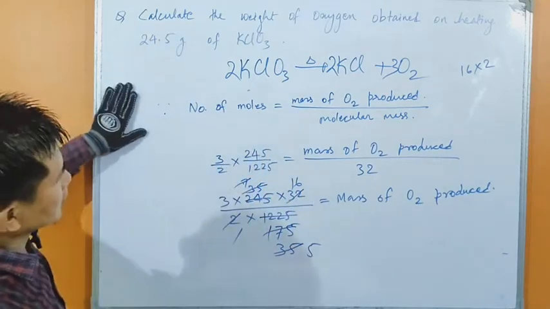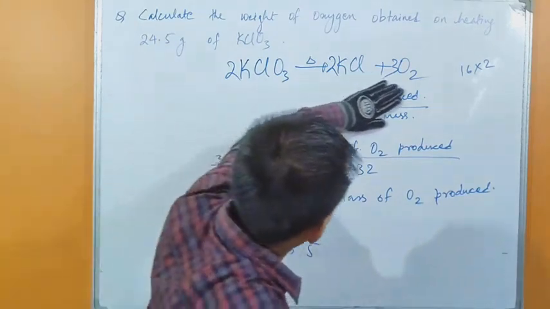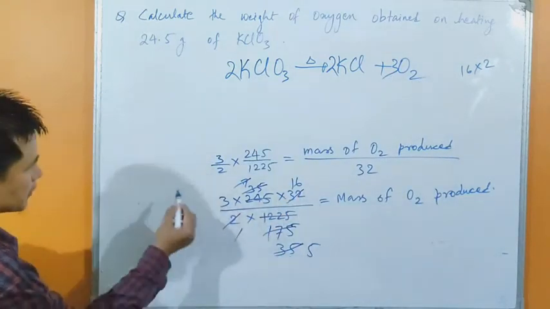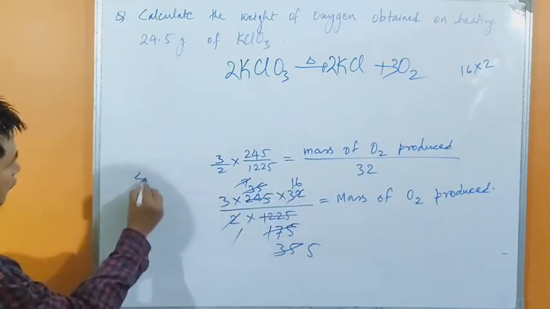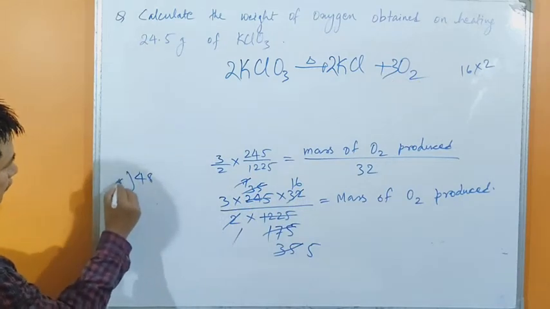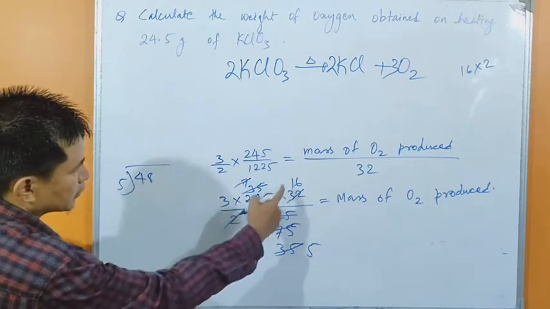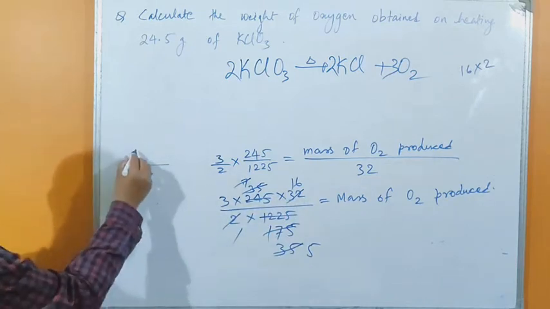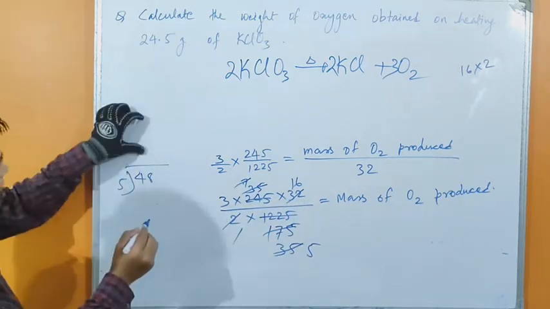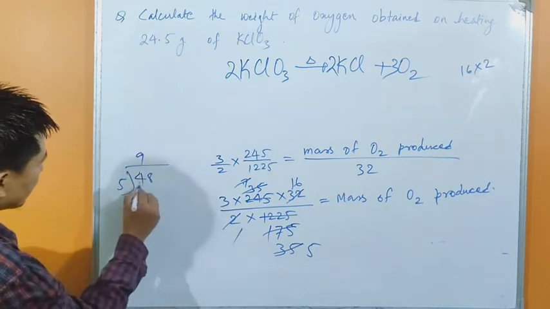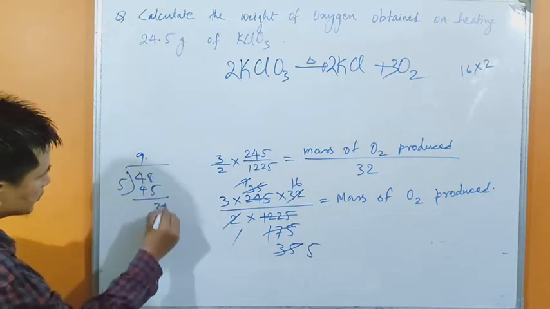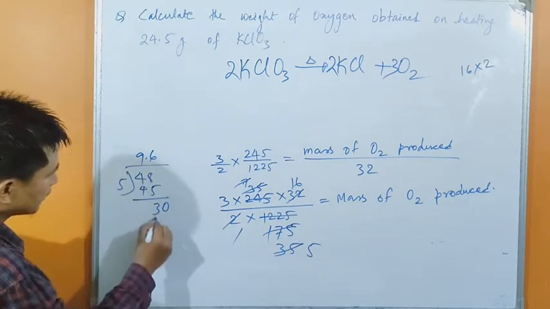Please take the screenshot. 3 into 16 divided by 5, isn't it? 3 16s are 48, 48 divided by 5. Got my point? 3 into 16 is left in the numerator, and in the denominator we have 5. 5 9s are 45. 3, decimal point comes here, 0, 5 6s are 30.